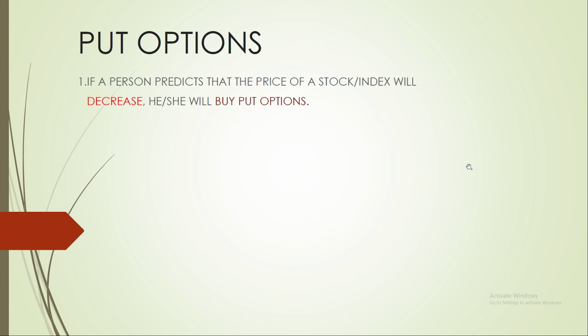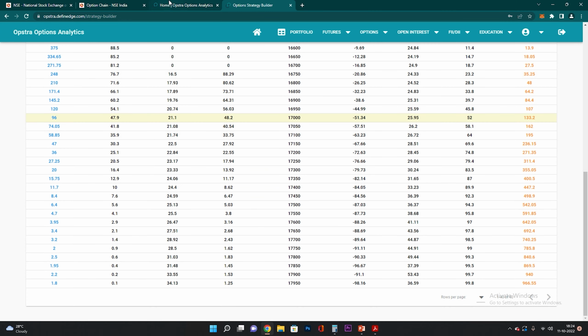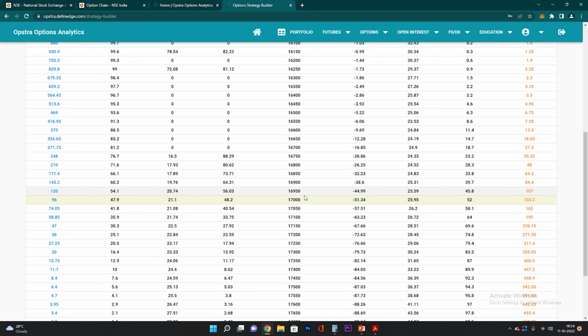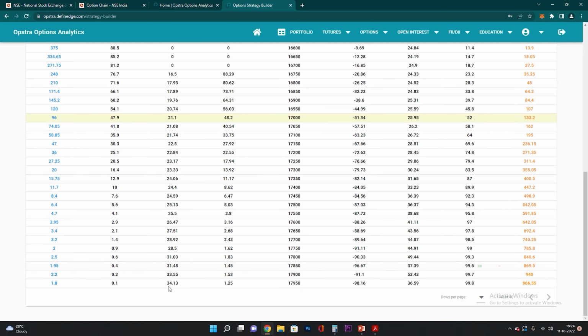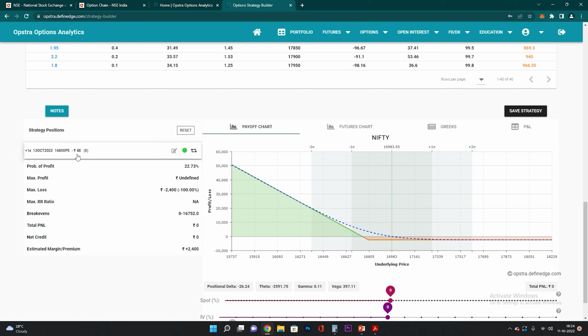Similarly, in case of put options, if a person predicts that the price of a stock or index will decrease, he will buy put options. I will explain it through the same Opstra, so that you will understand in a good way. Same Nifty. Now we are predicting the market will go below 16,800. The premium for the 16,800 strike was 48, for one lot of Nifty.